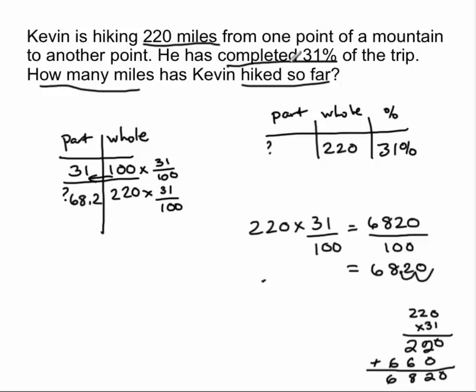So how many miles has Kevin hiked so far? Kevin's hiked 68.2 miles. Now, you should get used to seeing a lot of numbers that aren't always whole numbers, because most numbers in real life are not whole numbers. If you go to an actual mountain and look at the miles that are posted on signs, you'll notice that a lot of them do include decimals. So please get used to seeing this, and I hope that you learned a lot about finding percents of a quantity.